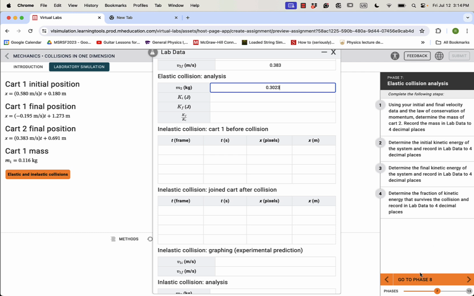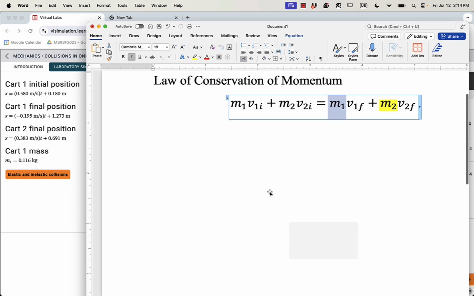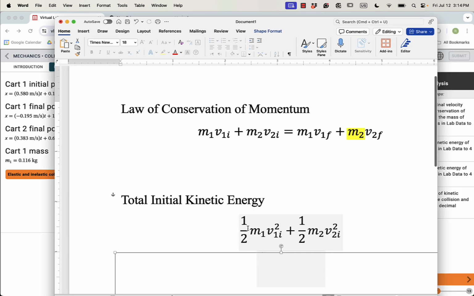The next one: determine the initial kinetic energy of the system and record in lab data to 4 decimal places. So we want to find the total kinetic energy. For that, you need to use this formula. The total initial kinetic energy is 1/2 m1 v1i squared plus 1/2 m2 v2i squared. Here m1 is the mass of the first cart, which is 0.116 kilogram. m2 is the mass of the second cart, which we just found in the previous part. Initial velocity, you already know, which is 0.580.